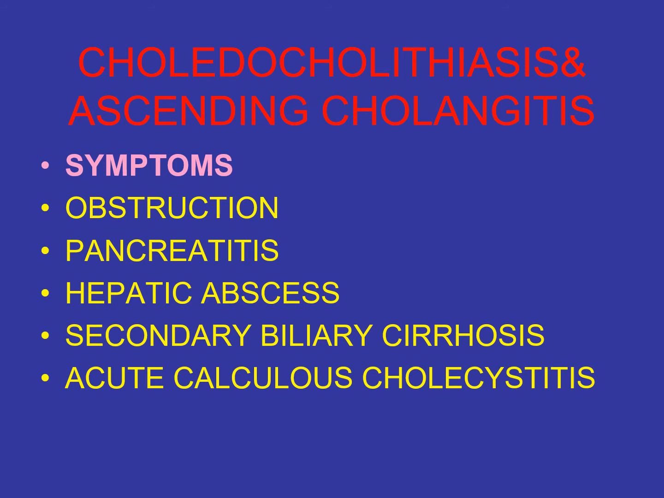Now, a little bit about choledocholithiasis and ascending cholangitis. Choledocholithiasis simply means the presence of gallstones in the common bile duct. The complications are usually obstruction, pancreatitis, hepatic abscess formation, secondary biliary cirrhosis, and acute calculous cholecystitis. Ascending cholangitis simply means ascending inflammation which goes up into the bile ducts coming from the liver and in the liver, involving the small bile duct tubes.